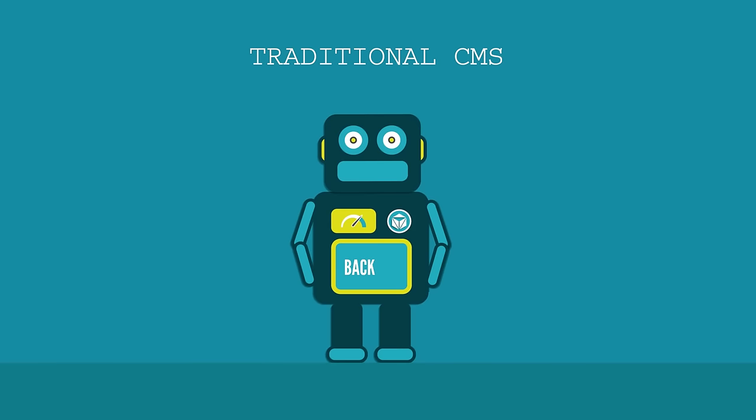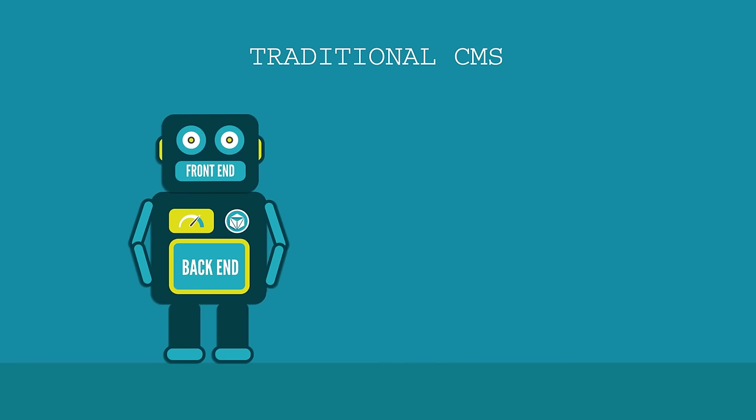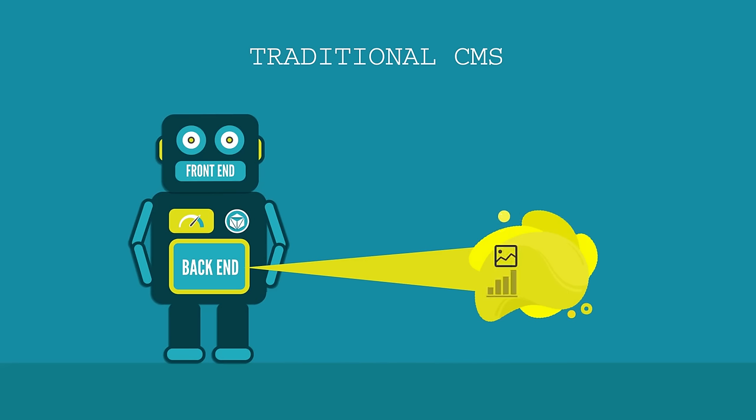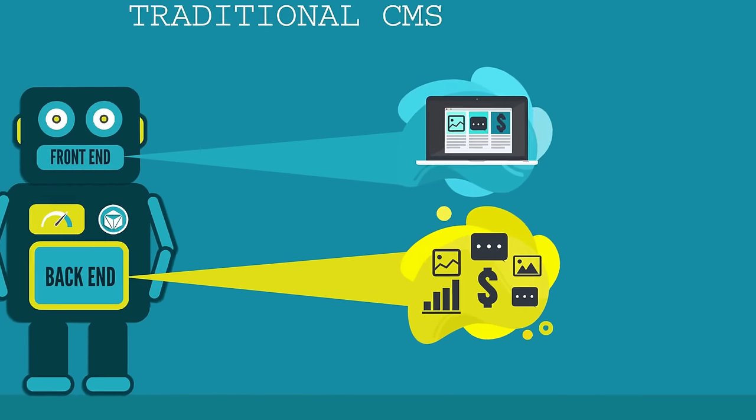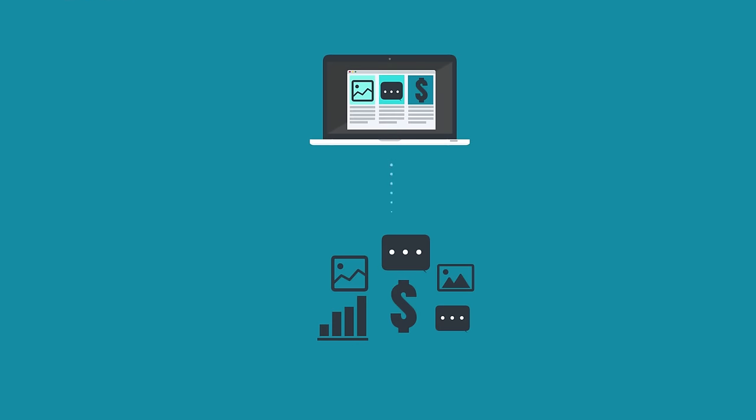A traditional CMS allows control over both the backend and the frontend of a website. This type of system can store all the data for the content, the so-called backend, such as texts, product data, and images, as well as handle the presentation layer, the frontend. Here, the backend and the frontend are closely connected.